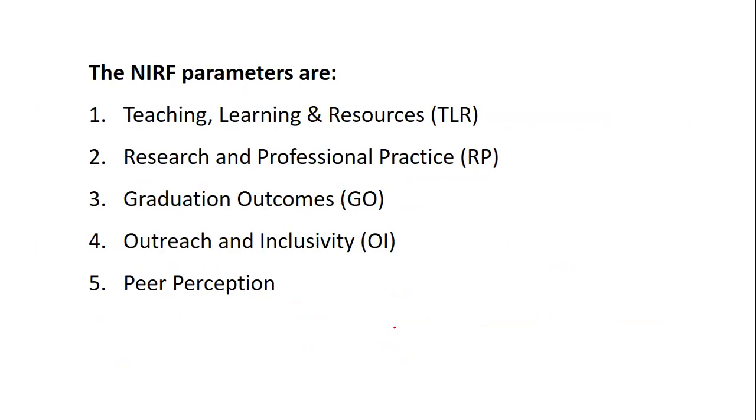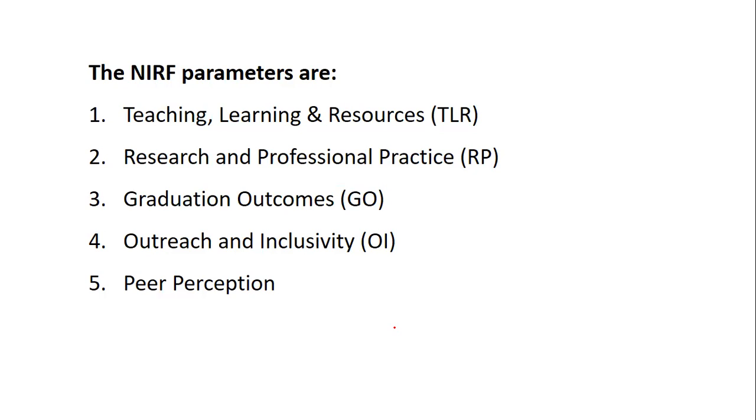Now the parameters for NIRF. Here also you can get coded forms or odd-one-out questions, so you should remember the parameters, as there was a question on it in previous year question papers. Teaching, learning, and resources is a parameter. Then we have research and professional practice, graduation outcomes, outreach and inclusivity, and peer perception. So these are the parameters based on which the classification is done.